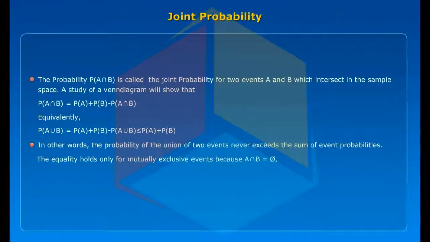In other words, the probability of the union of two events never exceeds the sum of their individual probabilities. The equality holds only for mutually exclusive events because A intersection B is equal to phi, and therefore P of A intersection B is equal to P of phi, which is equal to 0.